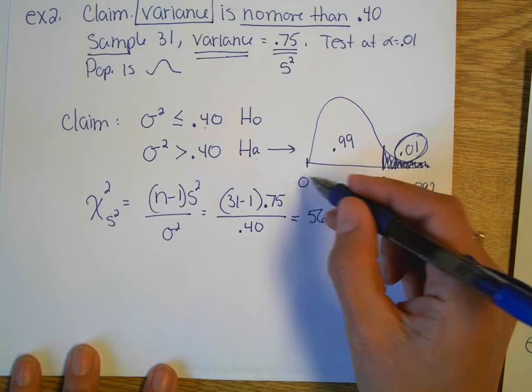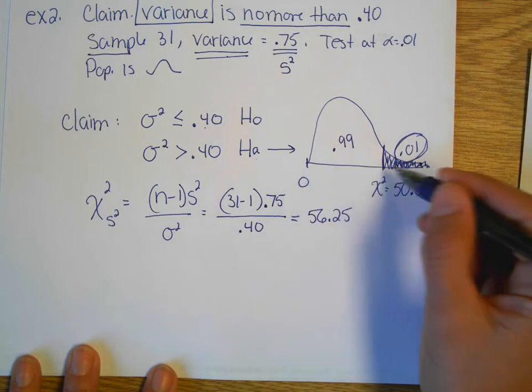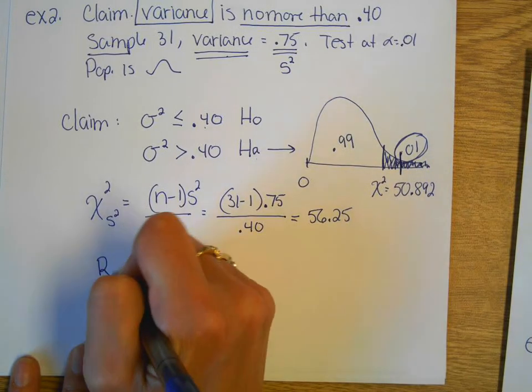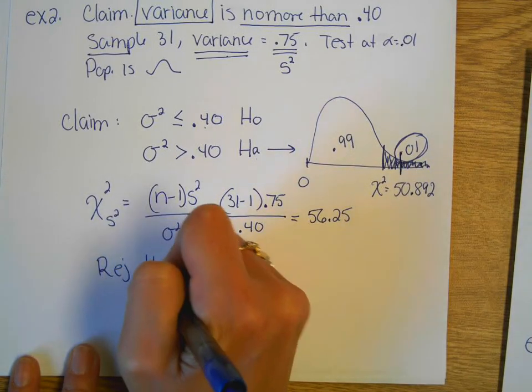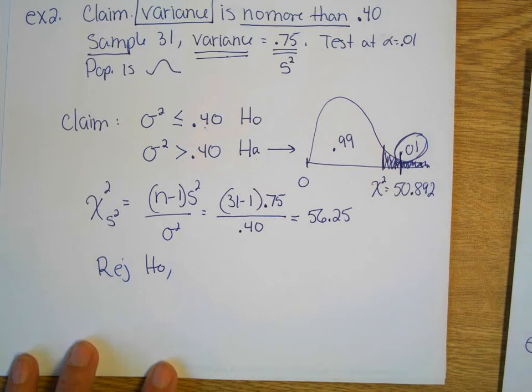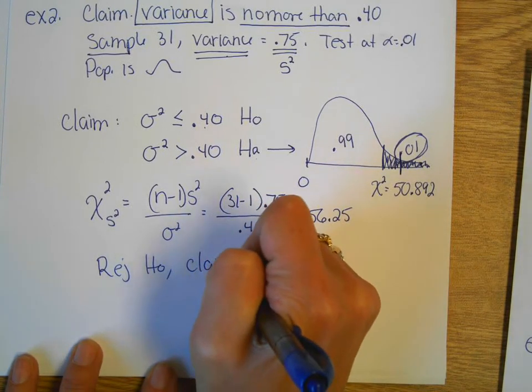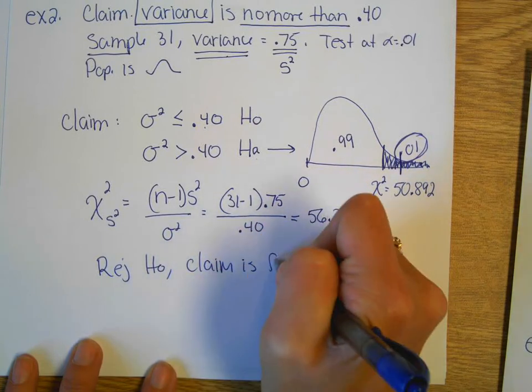Reject the H0. Yes, 56.25 is beyond 50.892. Reject the H0. What are you saying about the claim? The claim is false. I mean, you can tell by just looking at it.